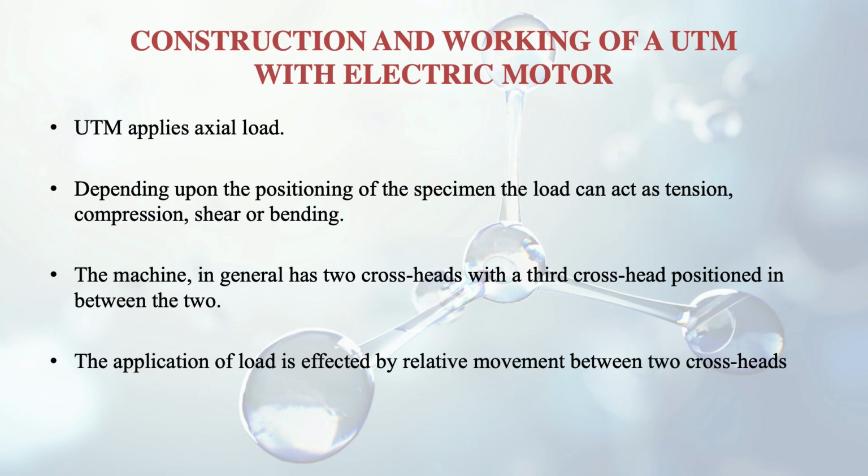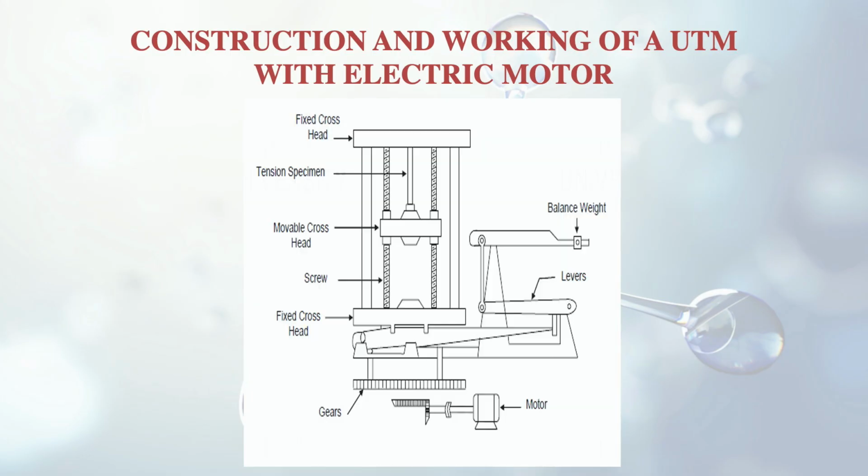Then the machine in general has two crossheads. I am showing you in the figure. This is the first crosshead, the top one, the bottom one is also there. So both of these are fixed crossheads. And there is a third crosshead which is positioned in between the two. You can see here this one. This is the third crosshead and this is movable.